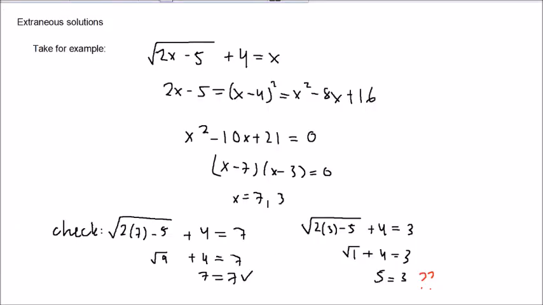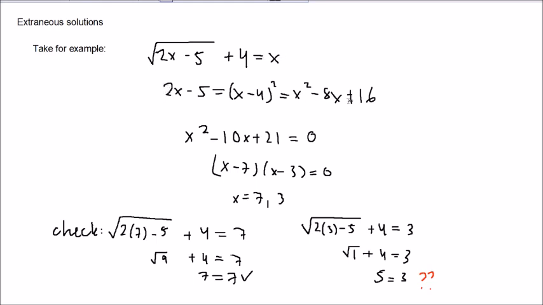So we are at 2.8 now, and if you are at 2.7 and you don't want to go any further than 2.7, that's fine. But we're going to be doing 2.8. So we have extraneous solutions, and it's one of the triggers whenever you're trying to solve an equation. For example, take the square root of 2x minus 5 plus 4 is equal to x.